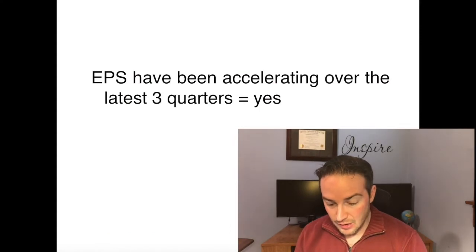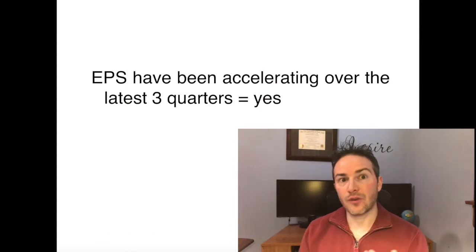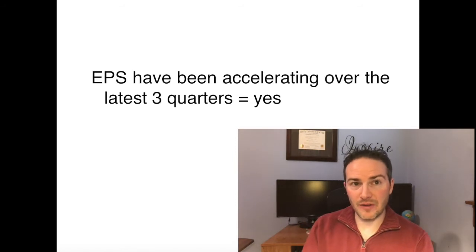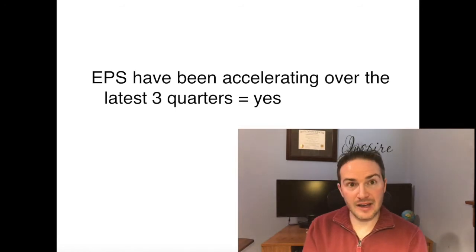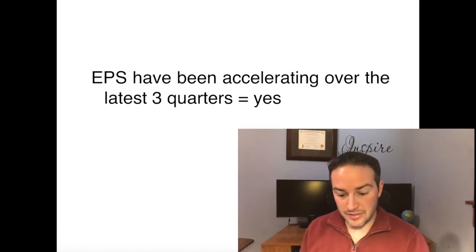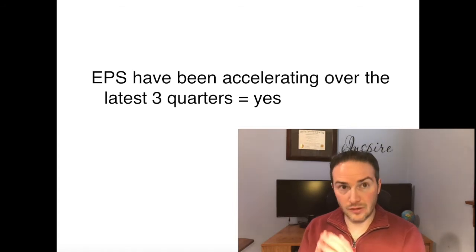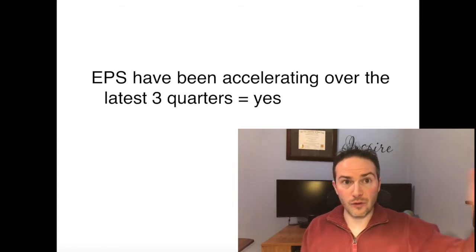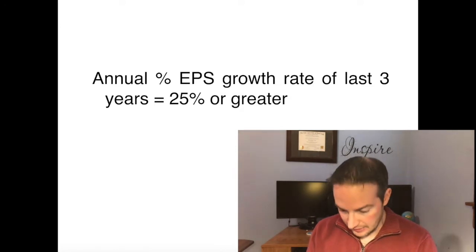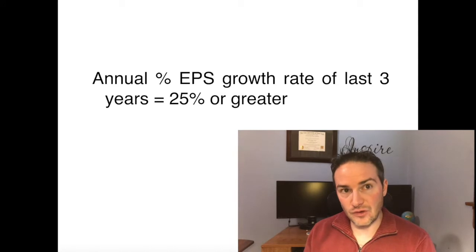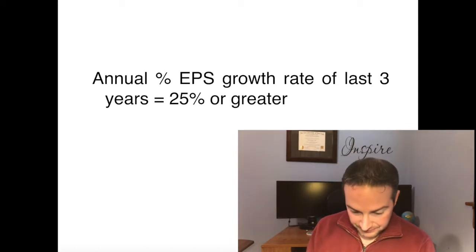Number 5. Earnings per share have been accelerating over the latest 3 quarters. So we want to see quarterly growth, and we want to see that quarterly growth continuing to grow. And we're looking at it the same way that we are with the percentage changes. This quarter 1 versus quarter 1 of last year. We want the annual percentage of EPS growth rate to be at least 25% greater than the prior year. Very strict screen. Not a lot of stocks pass this.